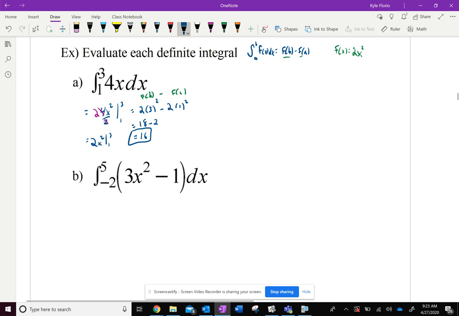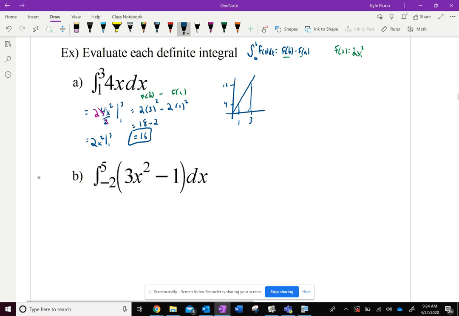And this particular function is just a line. We could have thought of this as area and still got 16. The graph of 4x from 1 to 3 is going to look something like that. So from 1 to 3, that's the area under this curve, which isn't actually that bad to find. When x is 1, this is 4. When x is 3, times 4, this is going to be 12.